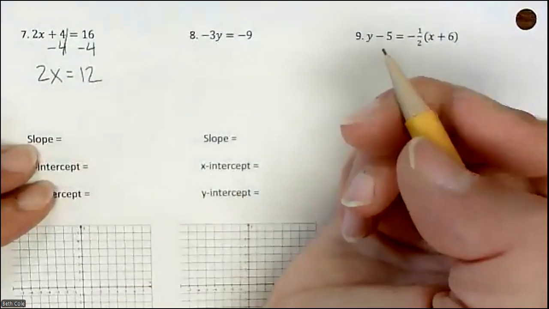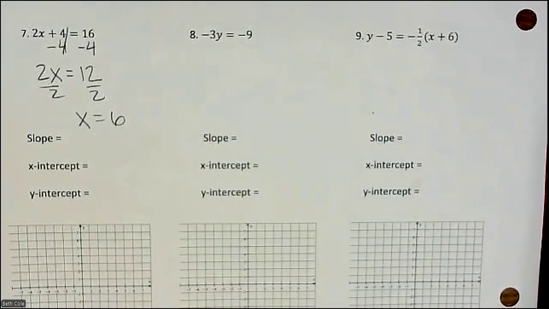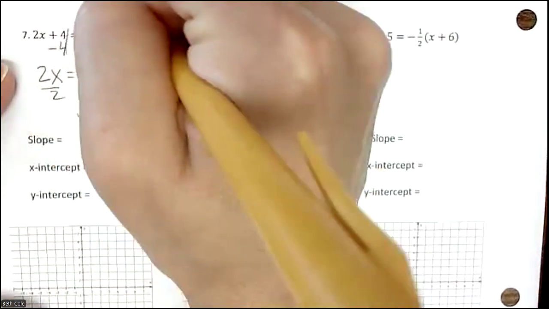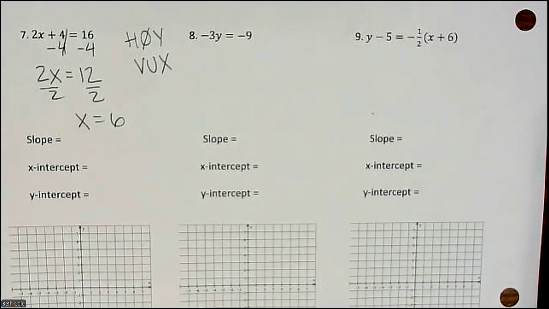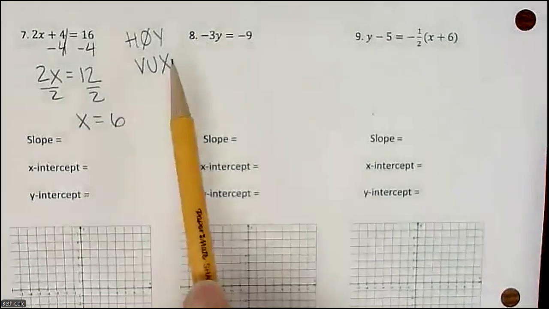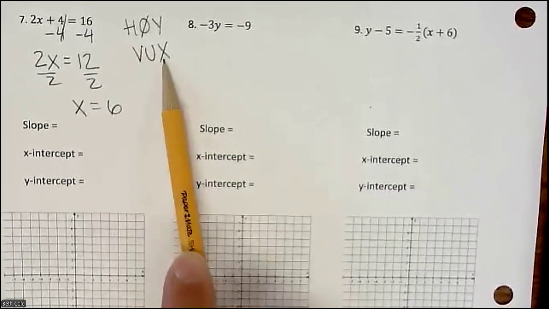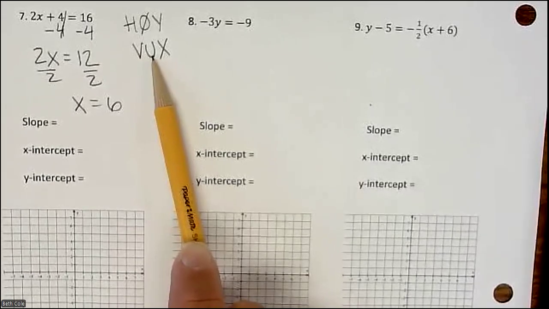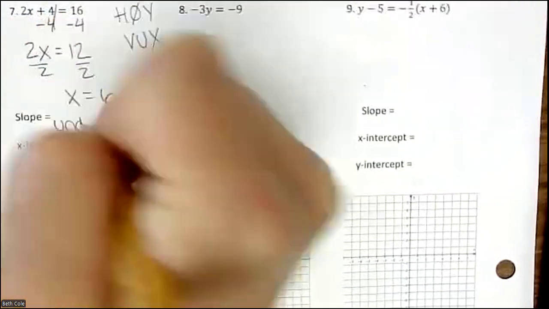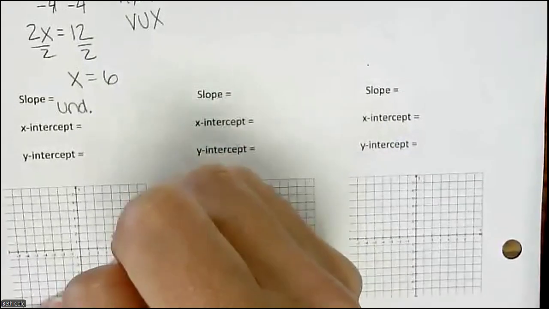What's your other step there? Divide by 2 and you get x equals 6. I'm going to review the little acronym for that, which was HOY-VUX. We did go over that in notes. HOY-VUX is not a word. It's a little mnemonic device to help you remember stuff. When you have an x equals, that's the VUX part. Do you remember what V stands for in that with the x? Vertical, and the slope is, good, undefined. So we're going to put slope is undefined. You can abbreviate it. And your line will be vertical like this. So all you have to do is count to 6 and draw a vertical line.